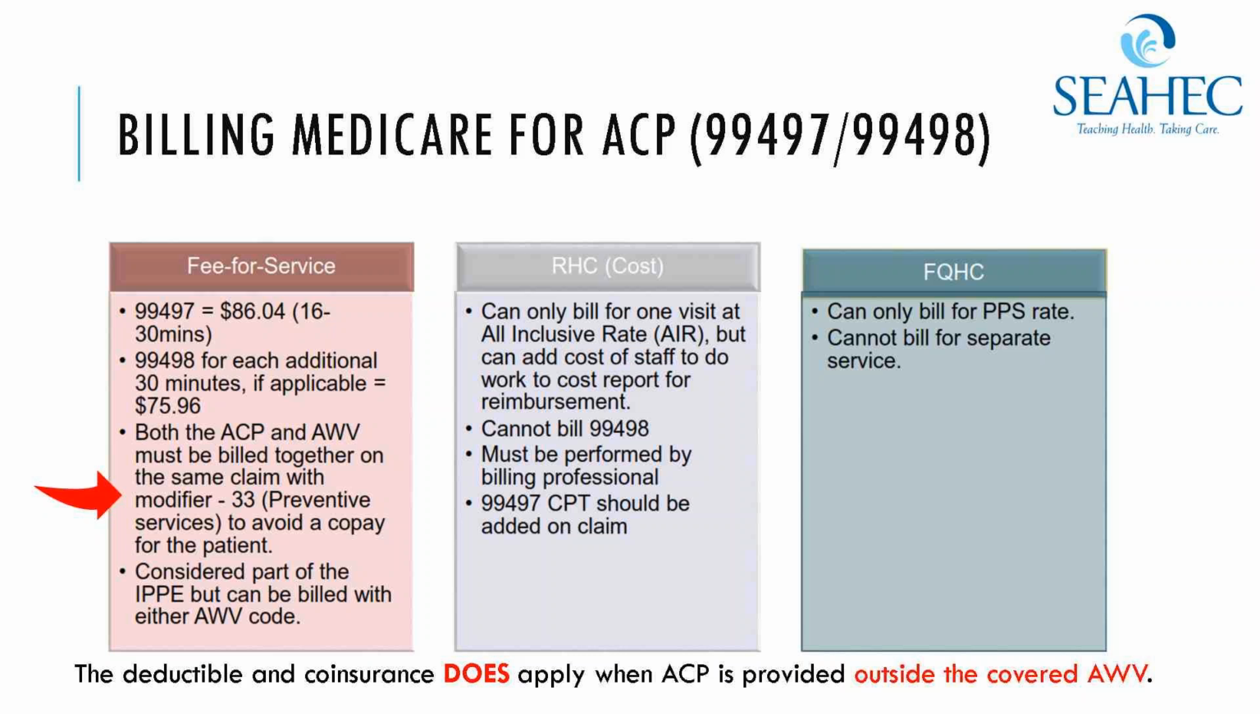When performed together, advanced care planning and annual wellness visit must be billed together on the same claim with modifier 33 to avoid a copay for the patient. Patients will have a copay anytime the service is provided outside of the Medicare annual wellness visit.